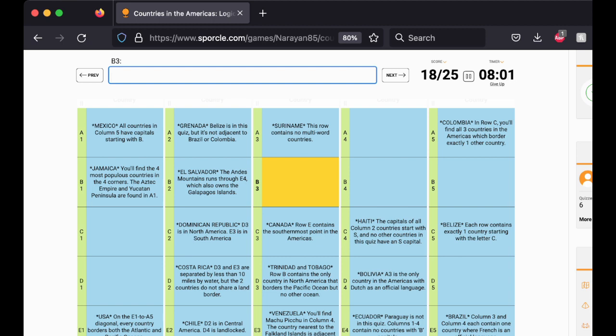Okay, so Cuba cannot be in B5 because the capital does not start with B. Cuba does not border the Pacific, so it cannot be in B4. So I'm going to say B3 is Cuba. Row D contains 3 countries in South America. Okay. And D1 does not border D5. Okay.